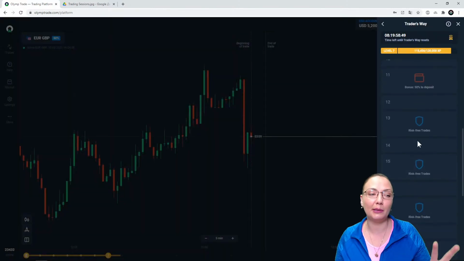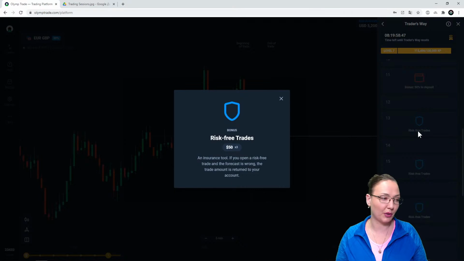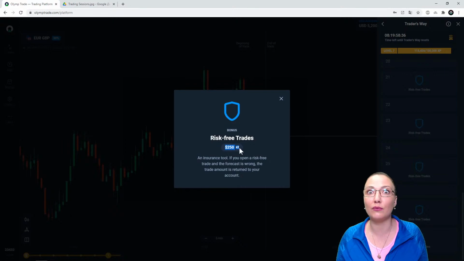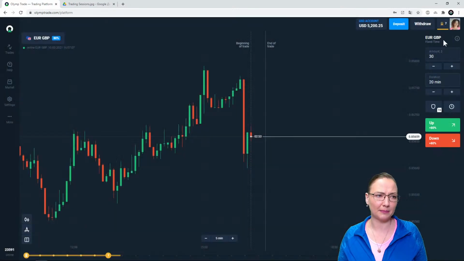And as you complete more and more steps on your Trader's Way, you can get higher risk-free trades. So when I reach this level, I will get three $50 risk-free trades. And I think the highest amount you can get is two $250 risk-free trades.